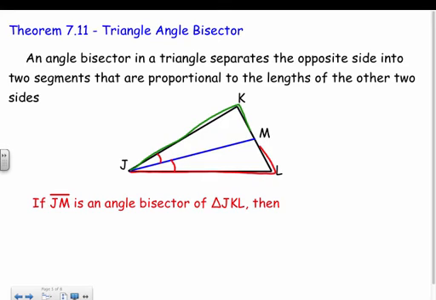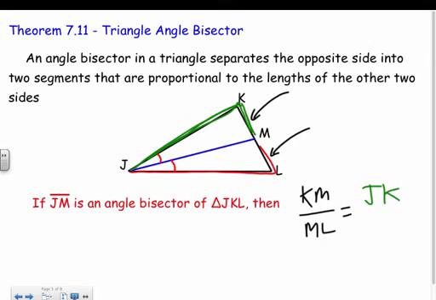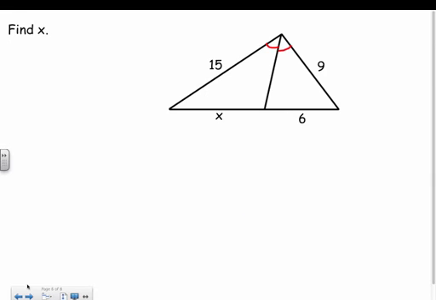So if JM is an angle bisector, I could state that, well, KM corresponds to ML. So we'll go KM over ML equals, well, I started with KM, and that's part of this green piece, right? So I got to put JK on top. And then that would be over, well, JK corresponds to JL. So there is a proportion I could set up. So just some more proportional parts to use. And let's take a look at that.